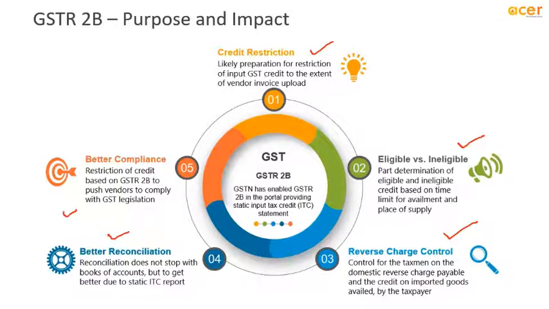So in summary, the bigger purpose seems to be for the government to have better control on the input tax credit that is being availed by the taxpayer, and to ensure that there is no revenue leakage and to prevent fraud by comparing everything online. There are also some advantages that come to the assessees in terms of better reconciliation and improvement of compliance. So we need to see how these purposes and objectives will be achieved as we move forward doing the 2B reconciliation and filing the returns.